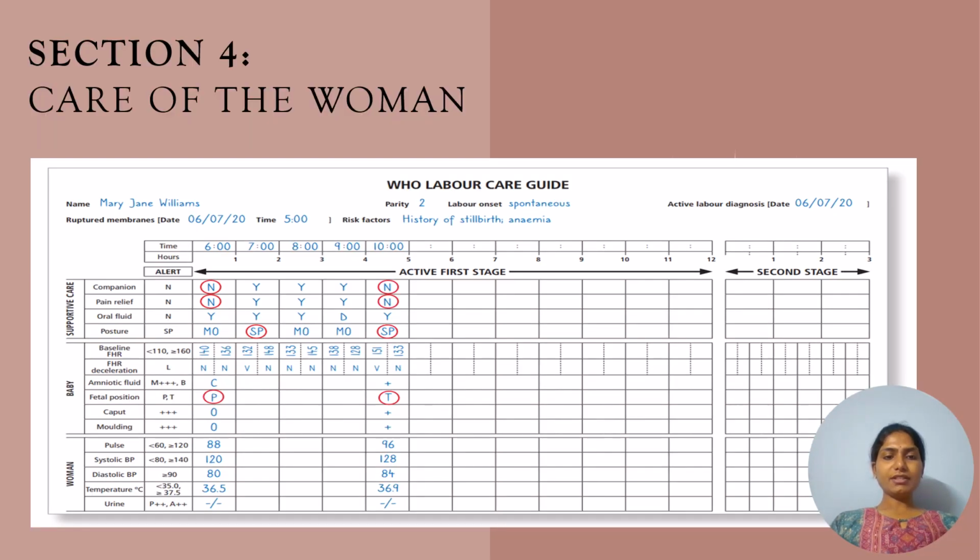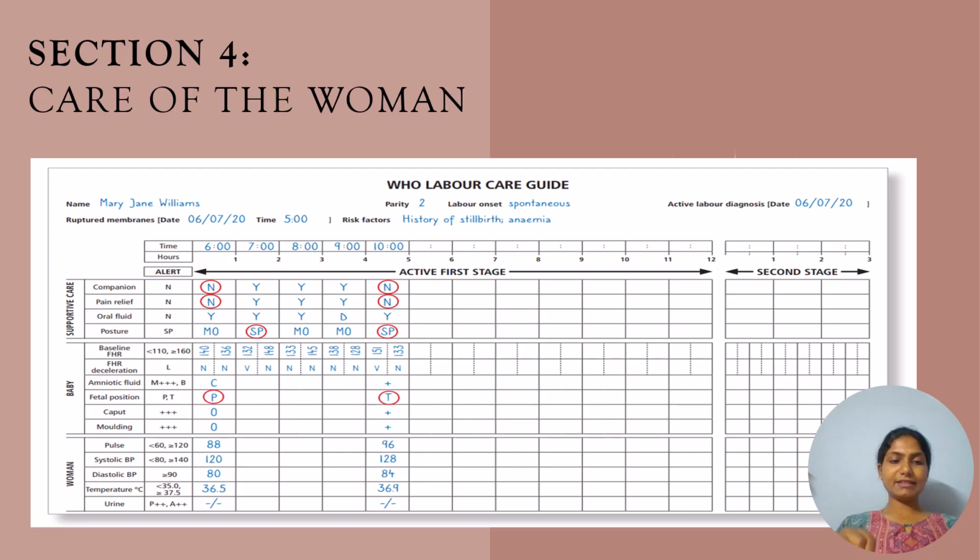The fourth section is the care of the woman. It is the same as the partograph: pulse, BP, that is systolic BP, diastolic BP, temperature and urine analysis. So systolic BP should be between 80 to 140.